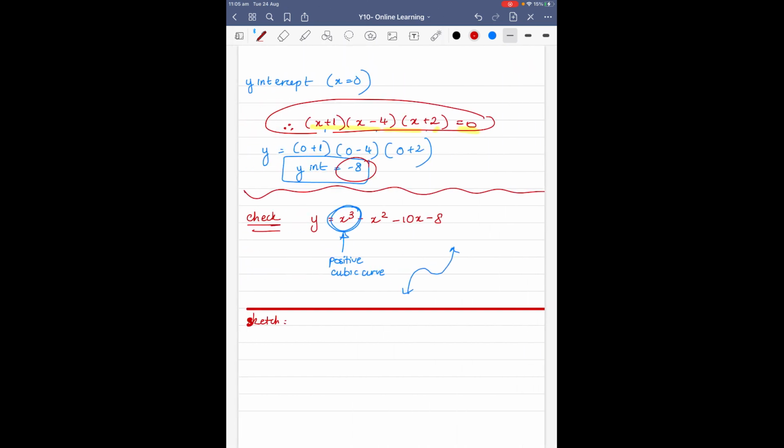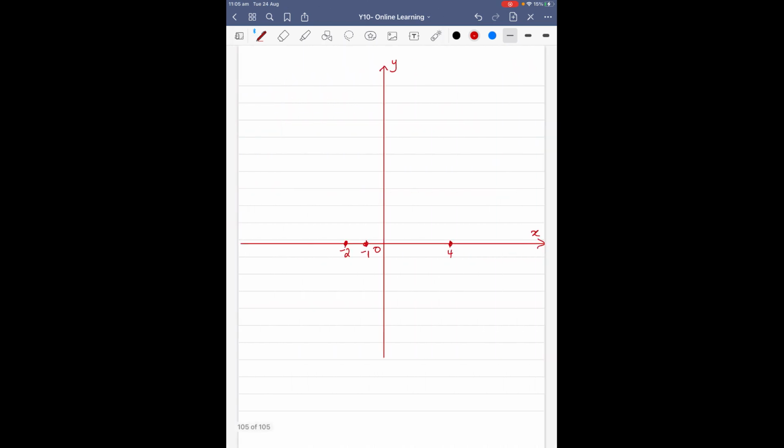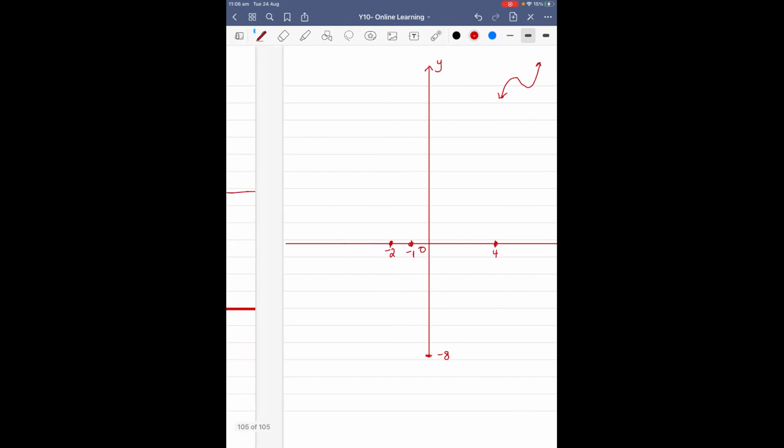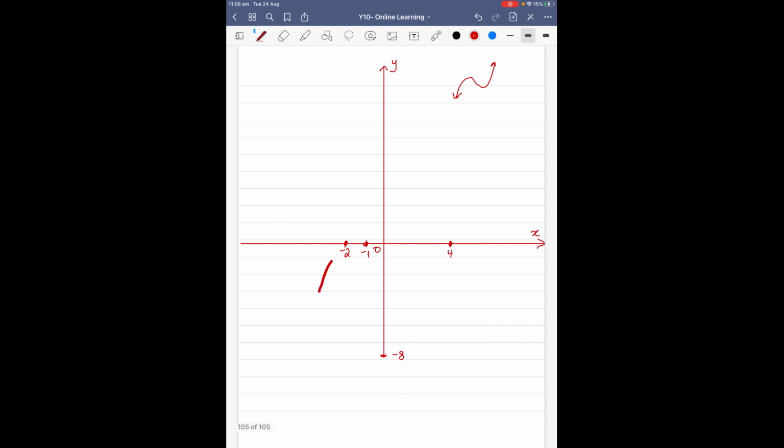Our y-intercept is -8, which is somewhere around here, -8. We know it's a cubic curve, which looks something like this. So if I was to draw it, I would do just a rough one. Something that crosses all 3 points like this. And that here, guys, is my cubic curve.